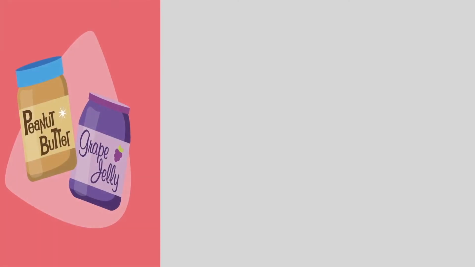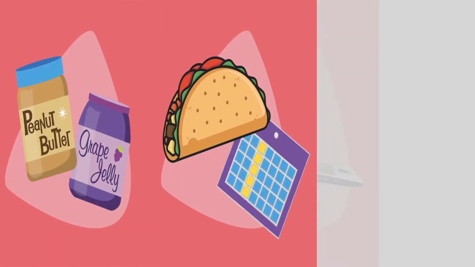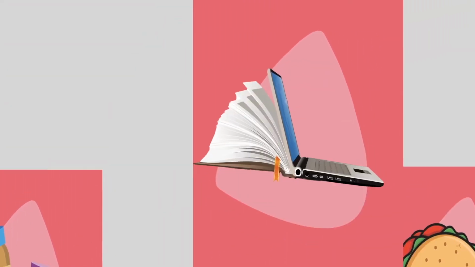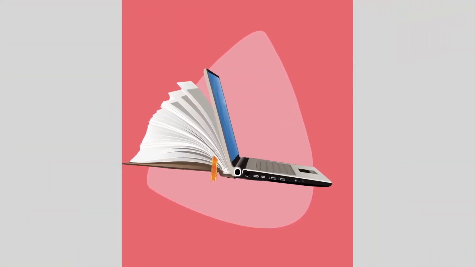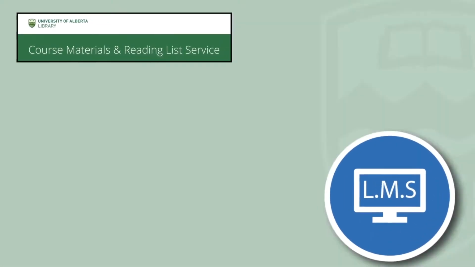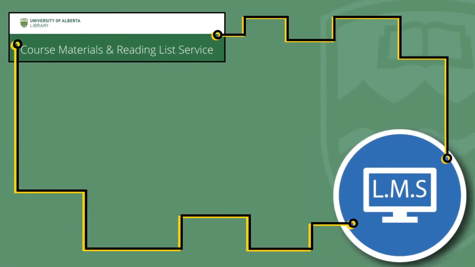Peanut butter and jelly, tacos and Tuesdays, reading list and eClass. They work fine on their own, but they're better together. This is the third video in the Library Learning series. By now, you should be on your way to compiling an organized reading list for your course or research.